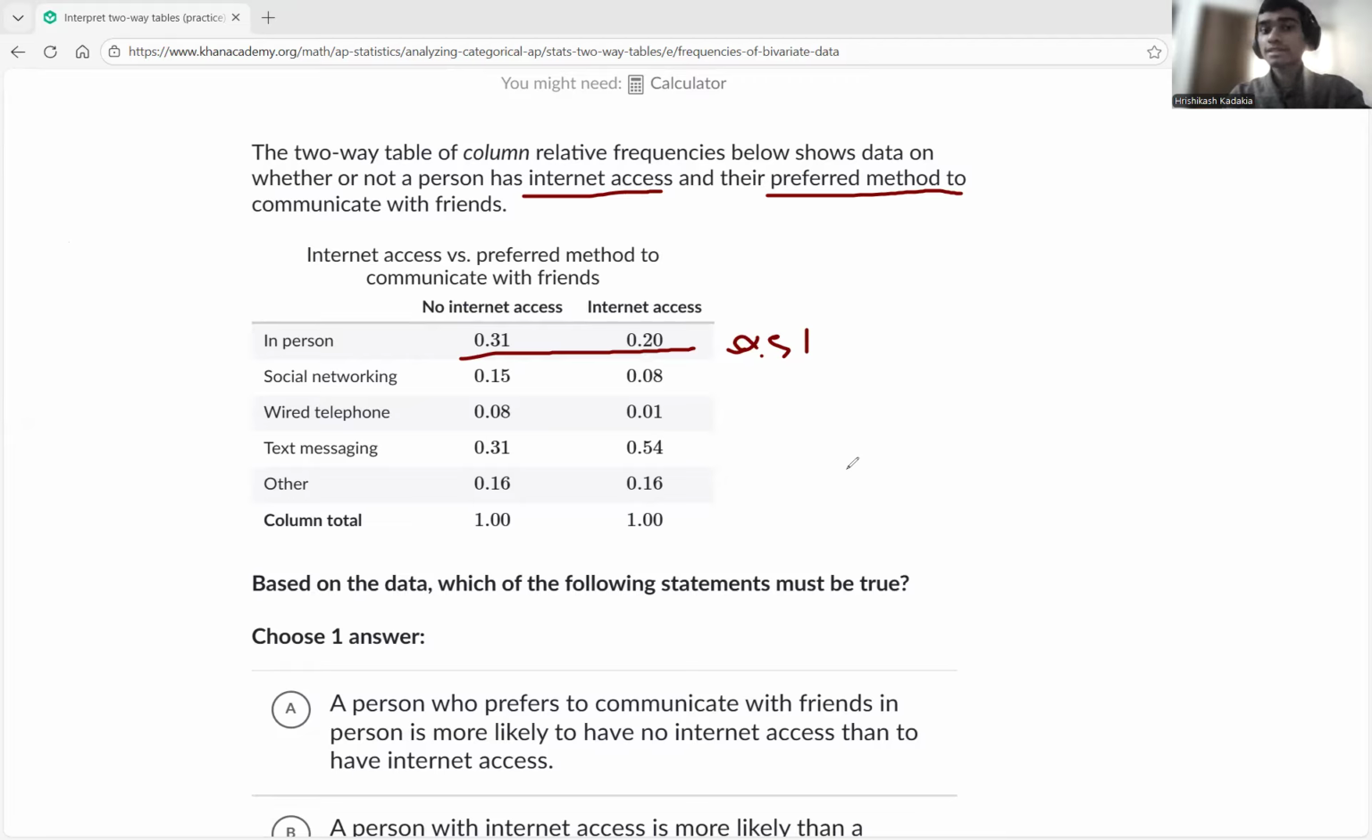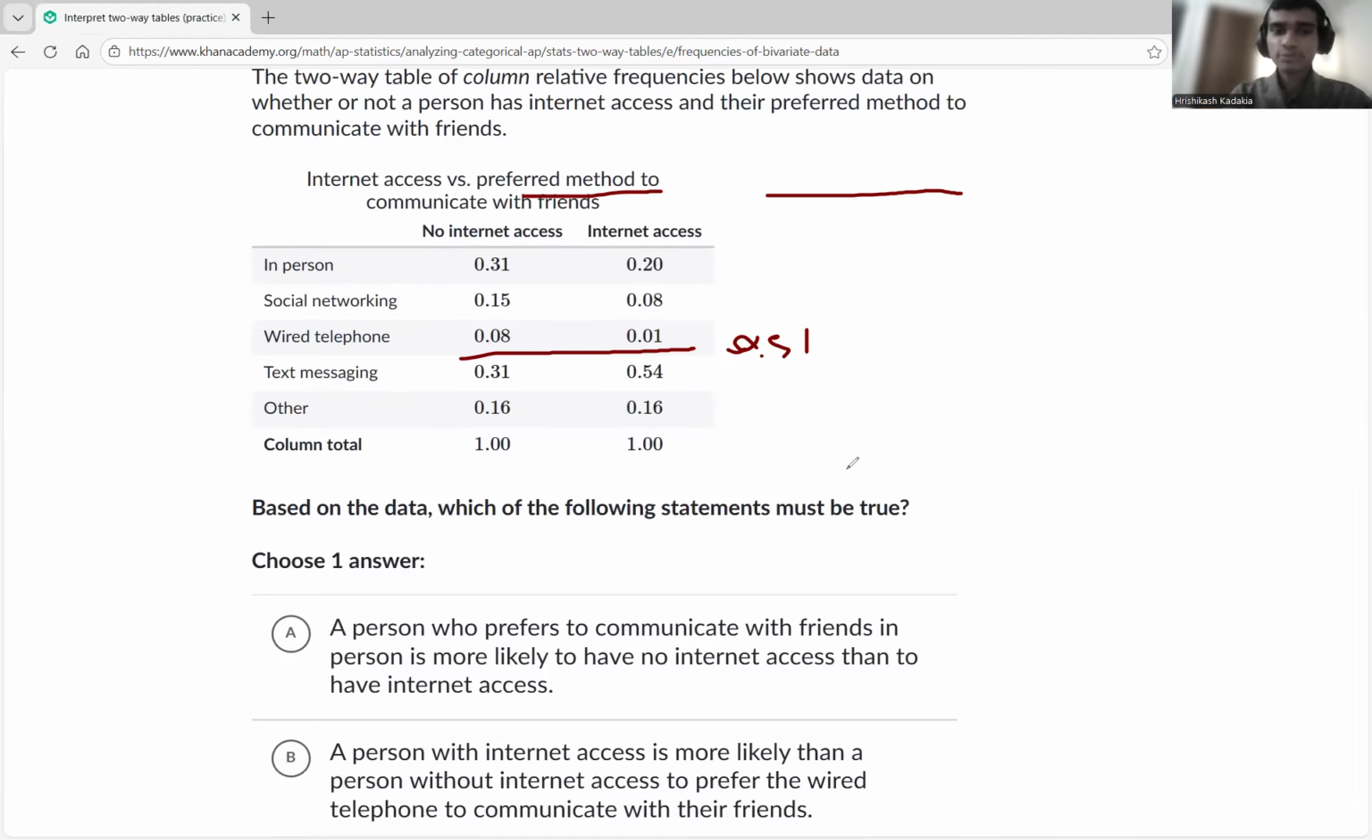So first, internet access. Internet access is the first condition. So if you have no internet access, then you're more likely to choose in person. Of course, right? That makes sense. In person or text messaging, because they work without internet. If you have internet access, then you're more likely to choose text messaging. Maybe it's because most people prefer that way, but you're less likely to prefer in person because you have internet access. People are less likely to prefer in person communication, and they are much less likely to prefer wired telephone compared to those with no internet access, like the old school telephone wires.